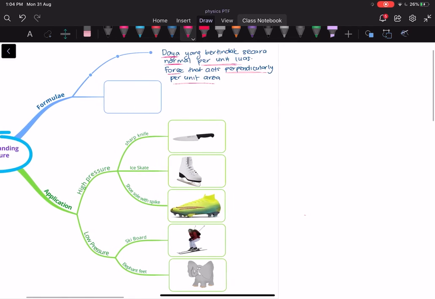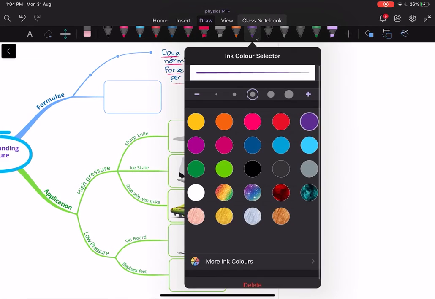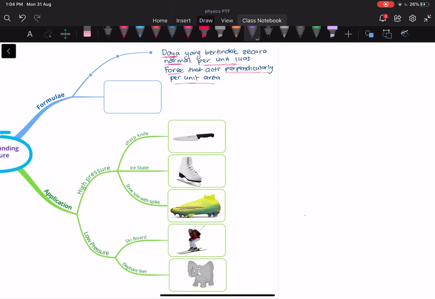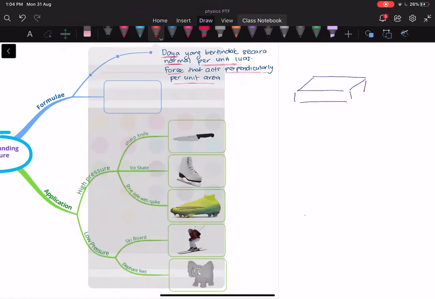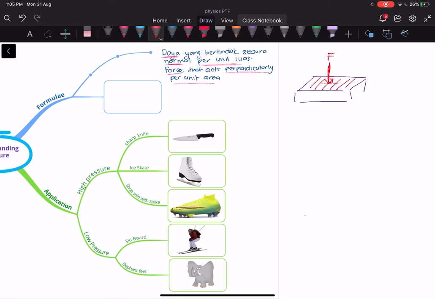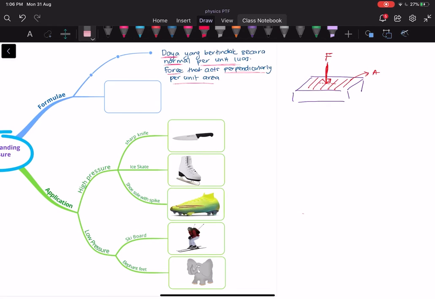So what does that mean here, class? Let's look at an example to understand what this exactly means. Let's say you have an object here, and a force is exerted on the object. Let's say we are exerting a force on this object, and the force that you exert is exactly going to make an angle of 90 degrees from the surface. Okay, jadi force acting per unit area, per unit area. This is the area that we're looking at here.